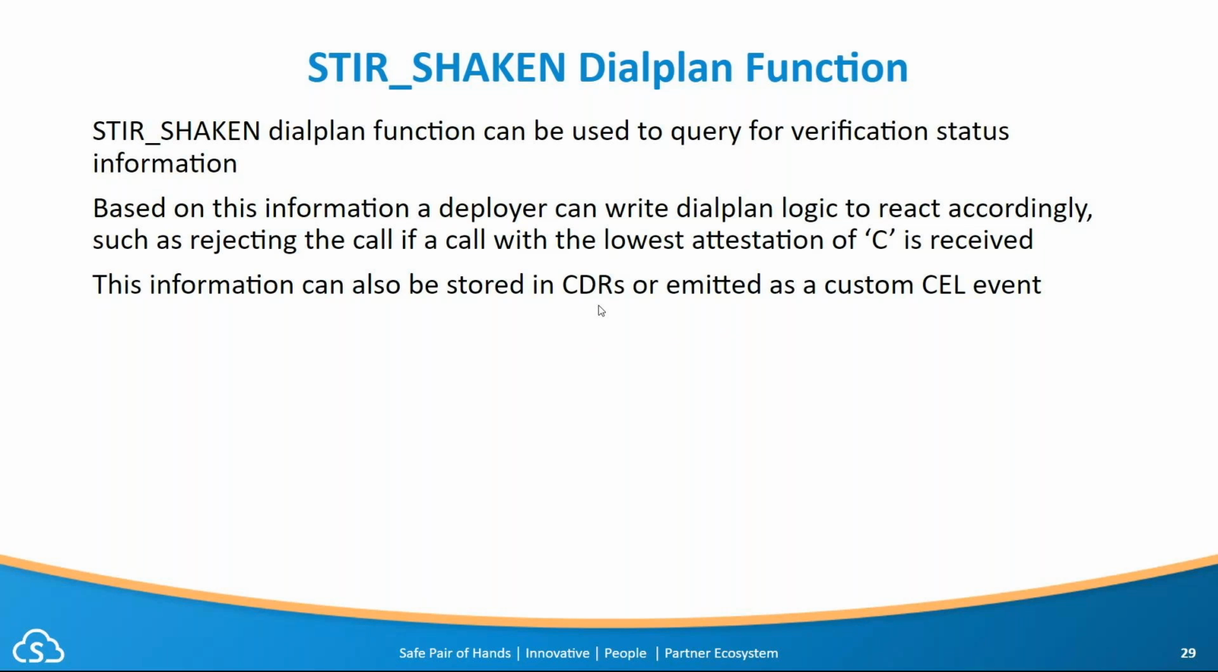As well, what good are verification results if you don't actually get to look at them and use them? So there's a STIR_SHAKEN dial plan function, which can be used to query for verification status information. And really, based on this information, a deployer or user of Asterisk can write dial plan logic to react accordingly. You might reject the call if a call with the lowest attestation of C is received. You might change the caller ID name that you're sending to an endpoint to provide a little bit of additional STIR/SHAKEN information. And this is done by some retail providers as well. They will add like a V at the front to indicate that it's verified. Or you can put this information into CDRs for later record looking, or emit it as a custom CEL event and then consume that through some other mechanism.